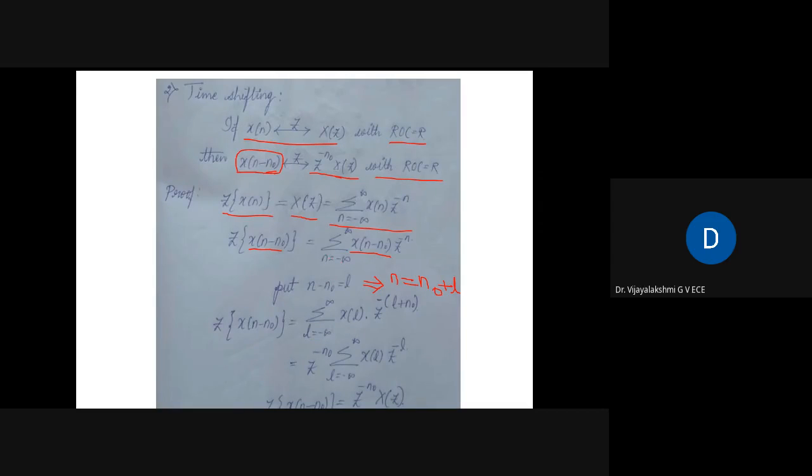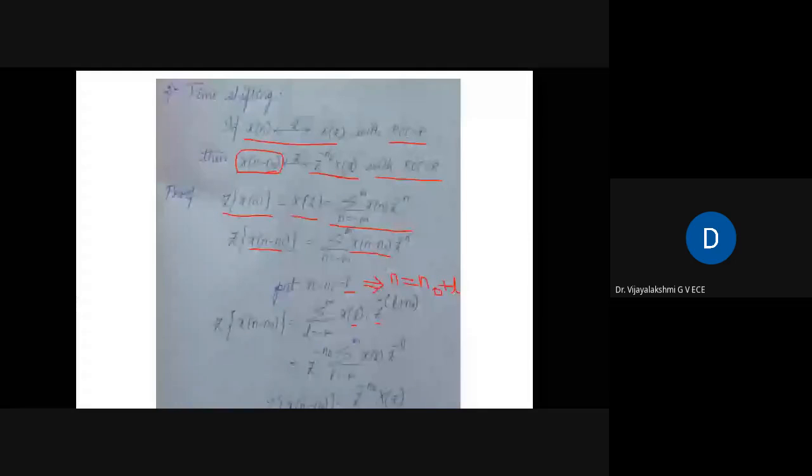Earlier n was varying from minus infinity to plus infinity. Now L will also vary from minus infinity to plus infinity. x of n minus n naught is nothing but x of L, so we have substituted L. And here z power minus n, where n is nothing but n naught plus L, so z power minus L plus n naught.